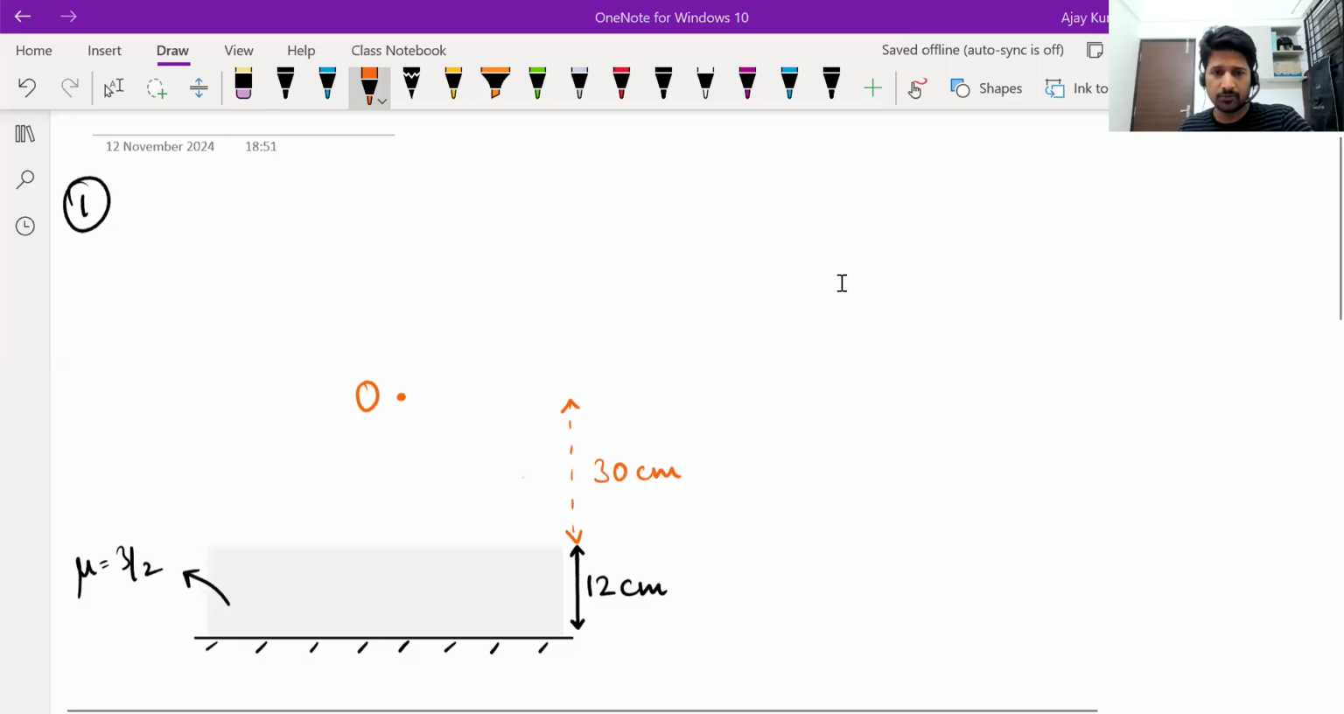O is a point object which is at a height of 30 centimeters above a glass slab. The glass slab thickness is 12 centimeters. Below the glass slab is a mirror, a plane mirror. Find out where the final image forms.